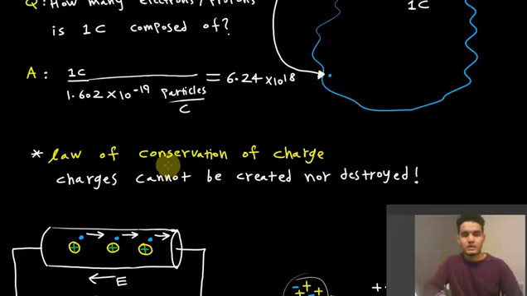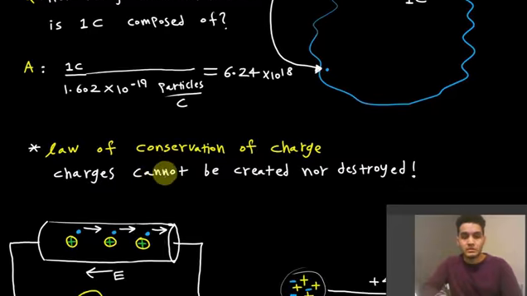Now let's talk about the law of conservation of charge, which states that charges cannot be created nor destroyed, which is very important because of that fact you can have a circuit.